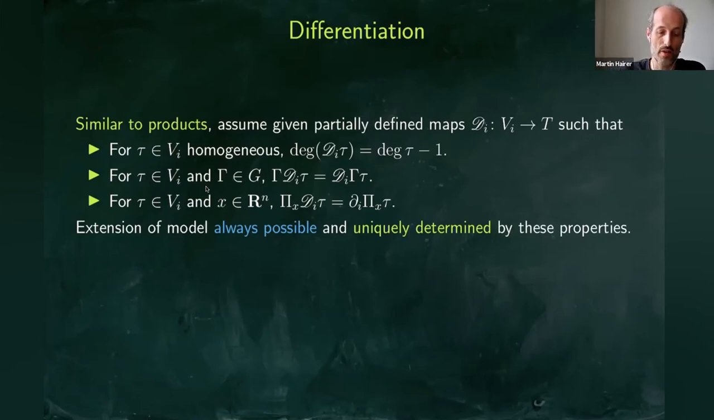And so then again, on this space, you just assume that you have the differentiation maps. And so a differentiation map would just be something that, again, respects degrees in the sense that the derivative of some homogeneous element should be another homogeneous element of degree lowered by one. It should commute with this group G. That in some sense reflects the fact that it's a local operation. So remember, like the product, we impose that it commutes with G, and that was because the product is also a local operation.